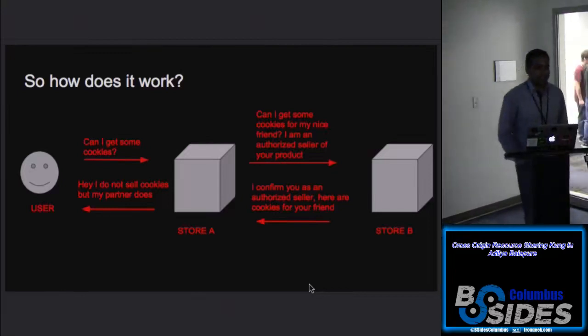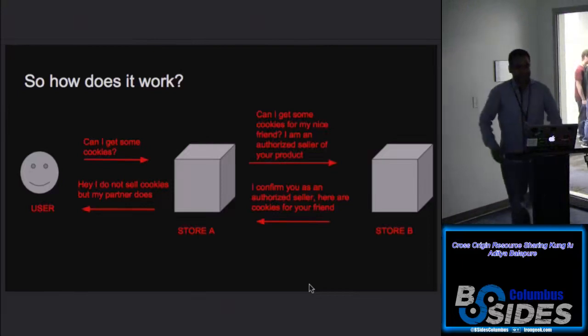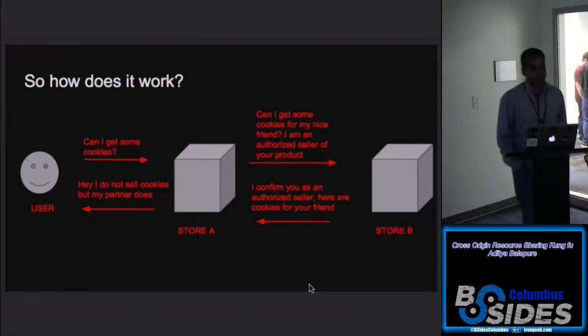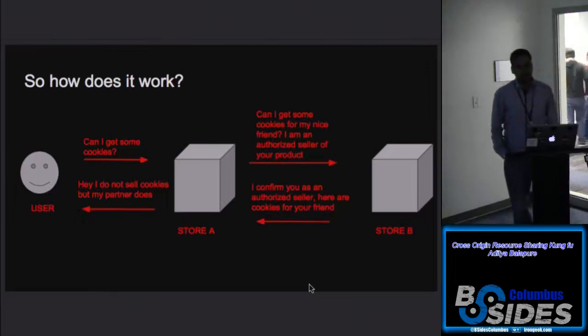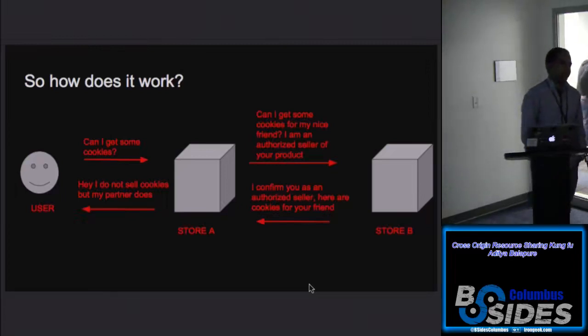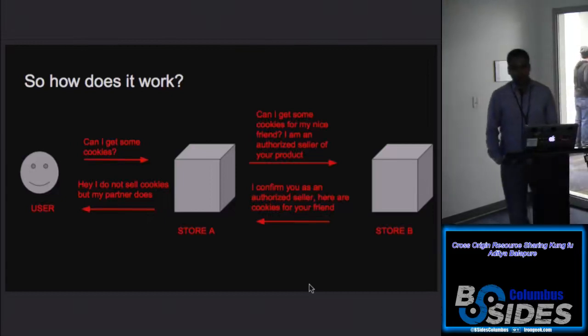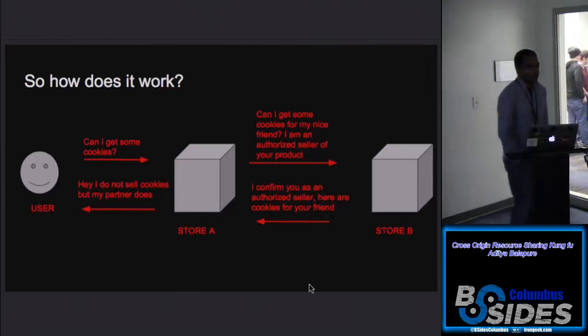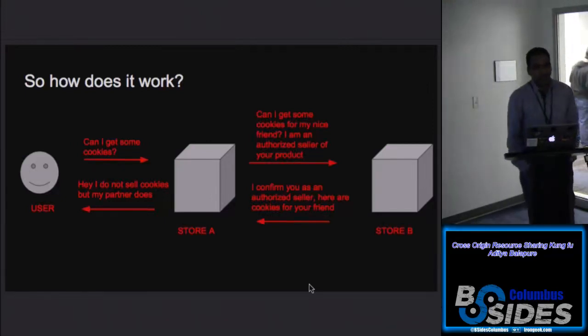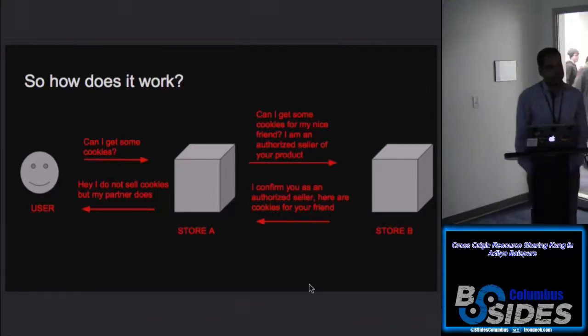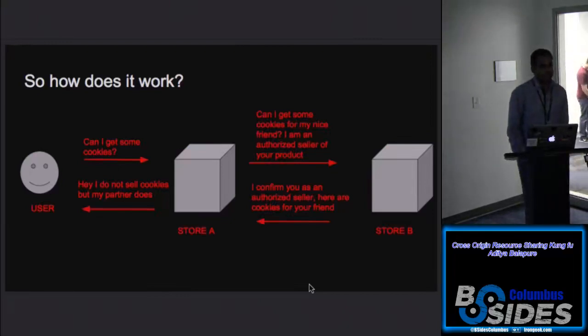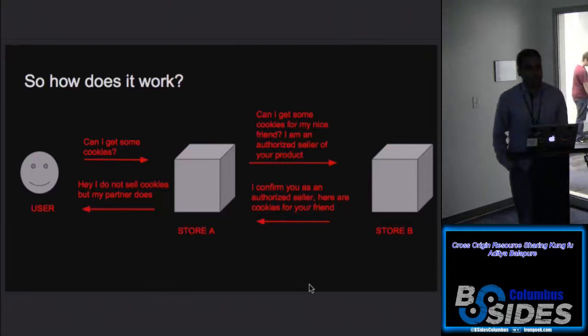So here we have a user browser, or let's say, since it's a simple example, we have a user. The user is coming to a store A, and what the user wants from store A is some chocolate cookies. So he comes to store A and asks for some chocolate cookies, but store A says, "Hey, I don't really sell those, but my partner does. So let me ask for those chocolate cookies from my partner."